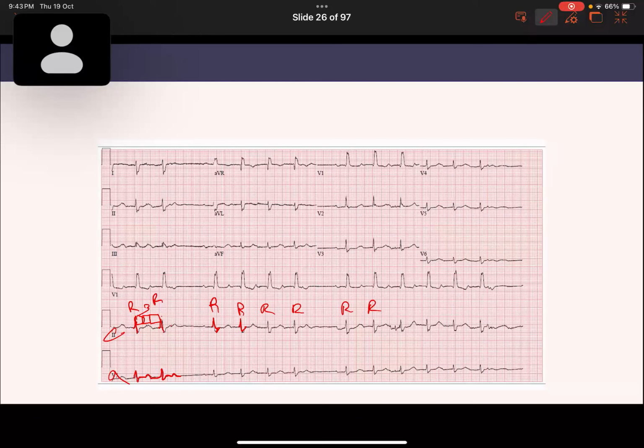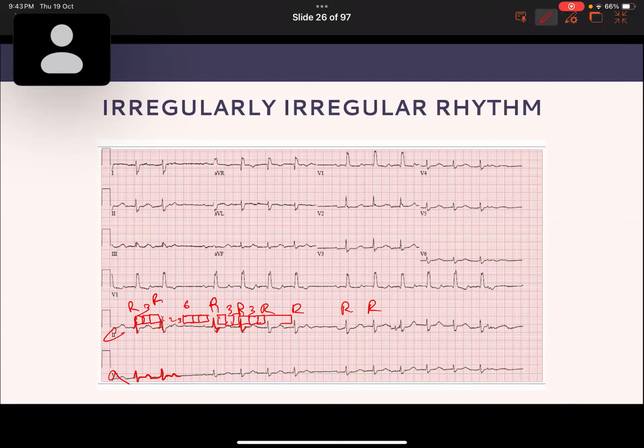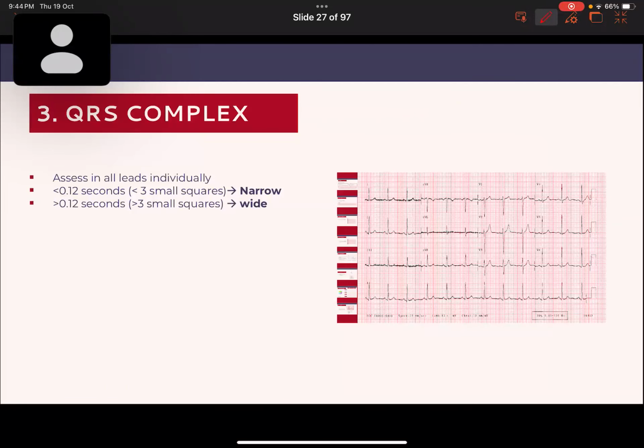But then you count the number of large boxes here. There's 1, 2, 3, 4, 5, 6. And then here there's 3. And then again, 3 large boxes. And then again, 3. So there's no specific sequence, and that is why we call this an irregularly irregular rhythm. And this is basically what an atrial fibrillation is, okay? If you guys see those keywords, irregularly irregular, you just know that this is atrial fibrillation. This is a pathology, okay?